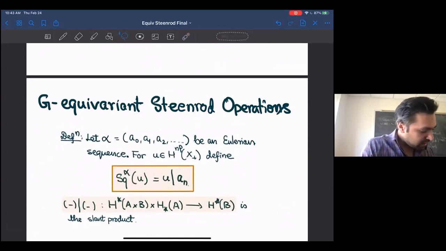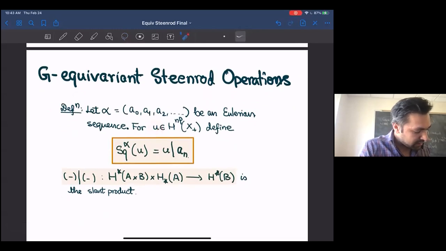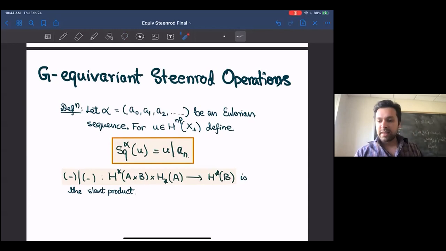So what you do is you consider an Eulerian sequence, and given a class U in dimension nρ, you define the alpha squaring operation using the slant product, which is a pairing of this form from the cohomology of A × B with the homology of A to the cohomology of B. If U is in degree nρ, you define Sq^α of U as U slant with the nth entry of this Eulerian sequence. And this is going to be a stable operation, and that is guaranteed by the condition that the sequence is Eulerian.